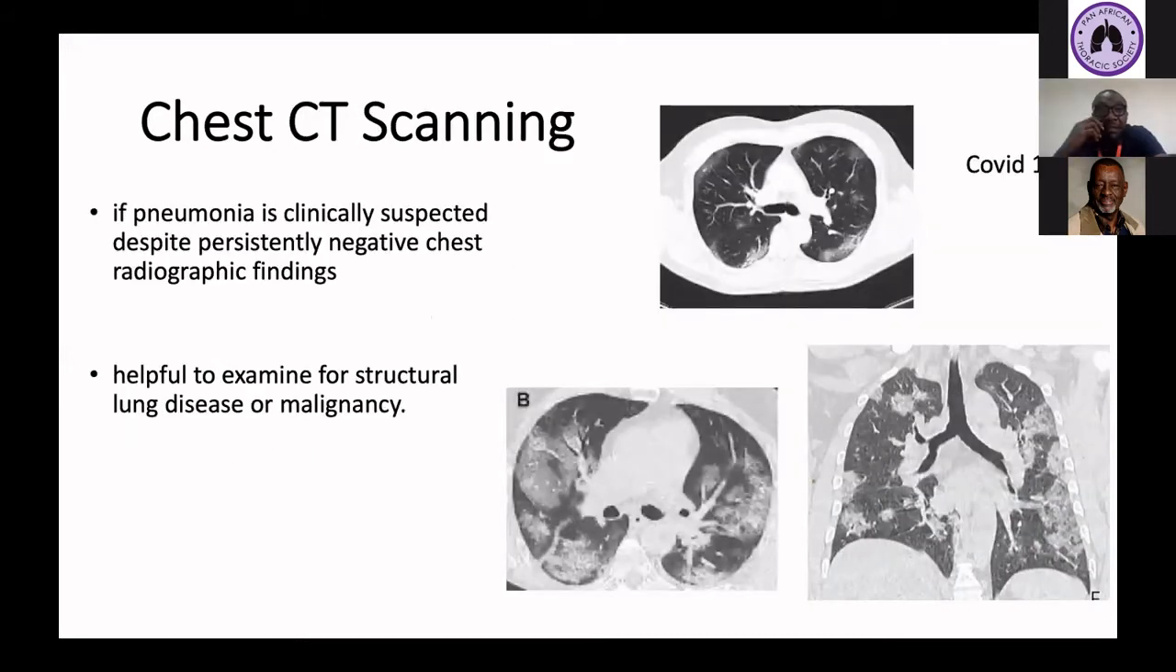The CT scan of the chest has a role, especially when we have clinical signs of pneumonia and the chest X-ray is normal. It is also helpful to examine for structural lung disease or when there is an underlying malignancy. I've presented here some of the chest images of COVID-19, currently ongoing worldwide. We know that the CT scan has proven to be very sensitive for the diagnosis of COVID-19. As we can see in this image, we have multifocal opacities, ground glass opacities, and even a crazy paving pattern at the level of the periphery of the lungs.